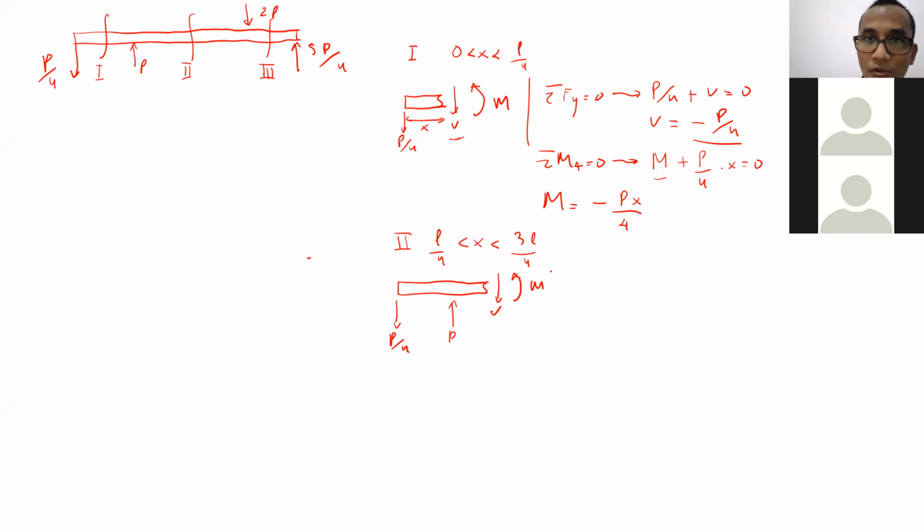As usual, we can solve for phi using sigma Fy equal to 0. In this case, what will we get? Negative P over 4 plus P minus V, plus P minus phi equal to 0. So phi is supposed to be 3P over 4, right?